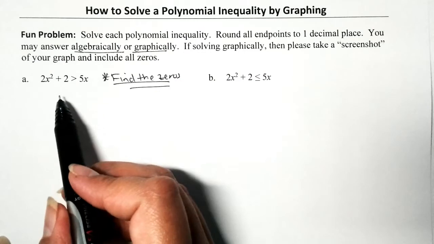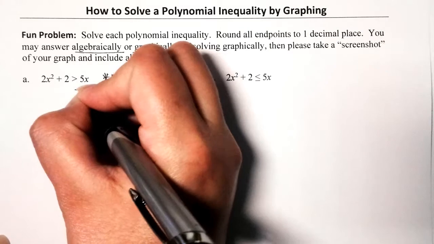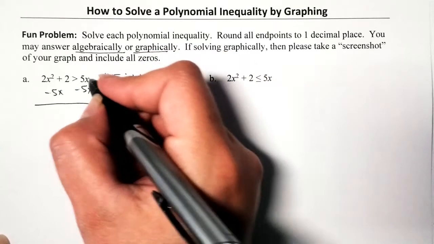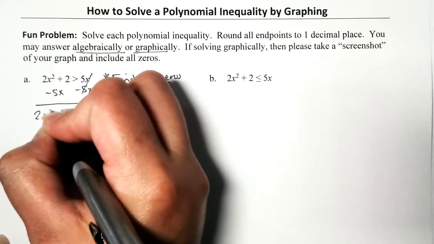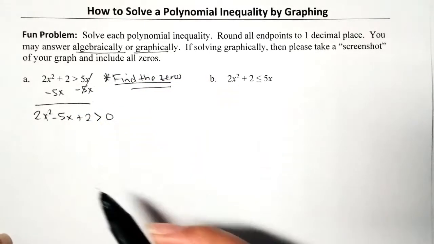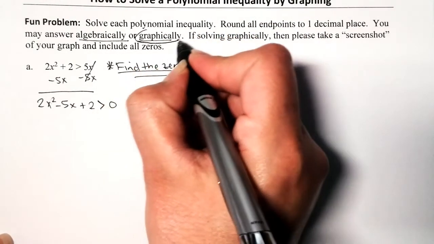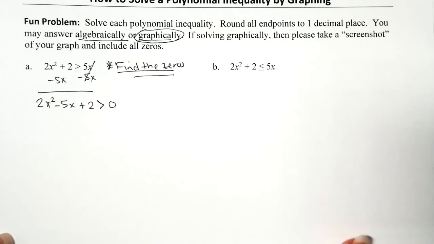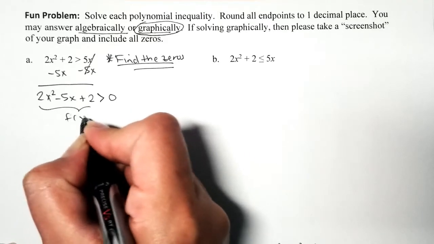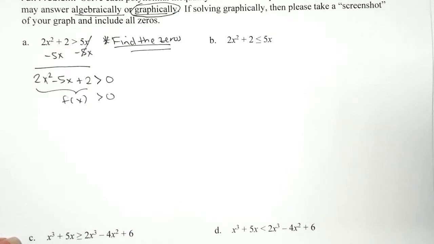Let's go ahead, fix it so we have 0 on one side and variables on the other side. So we're gonna subtract 5x from both sides. Cool, and then we can solve, and that will give us 2x squared minus 5x plus 2 is greater than 0. And then you can find the zeros algebraically, but again, we already found the zeros algebraically in an earlier unit, so let's go ahead, use our calculator. Let's go ahead and graph this. So we're gonna write f of x, and we want to know where this function is greater than 0. Okay, so let's do it.